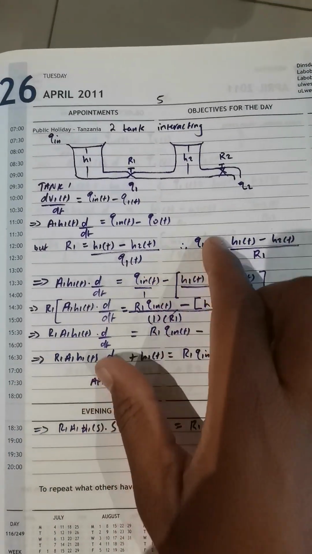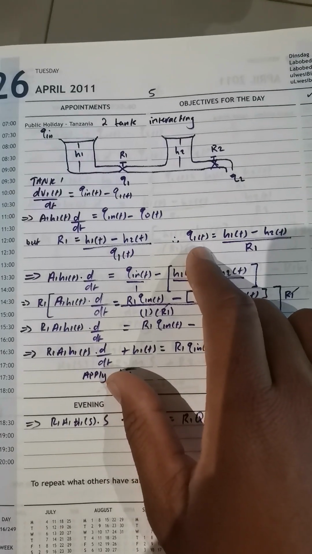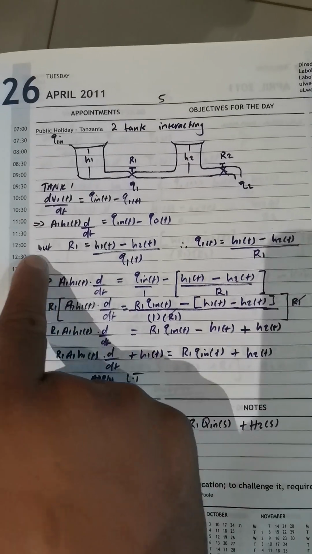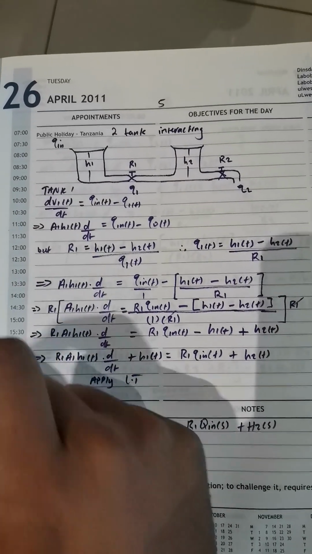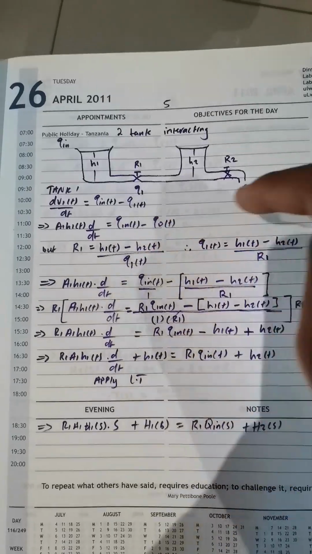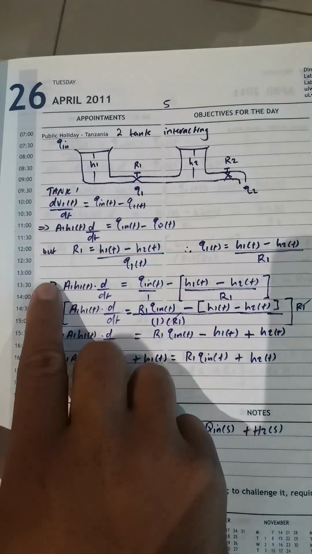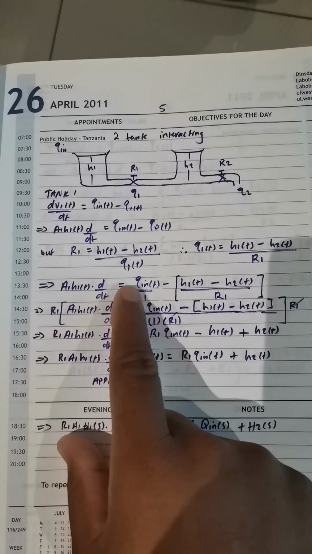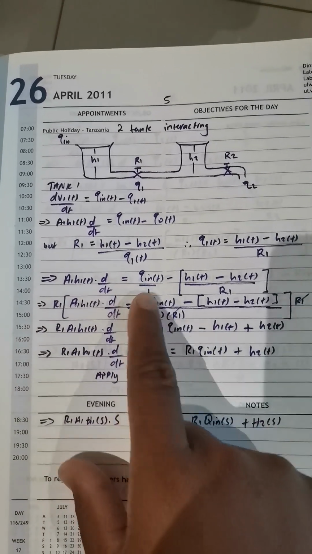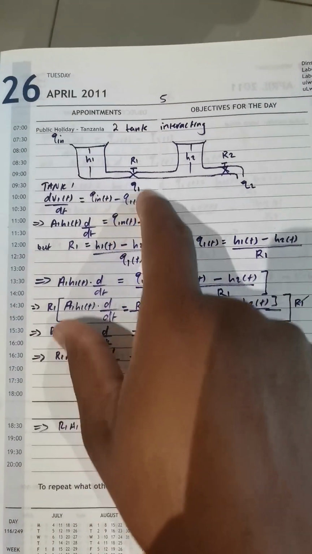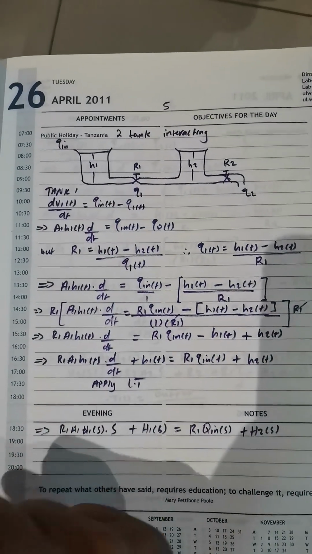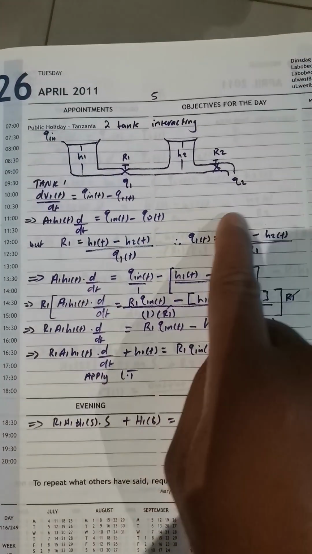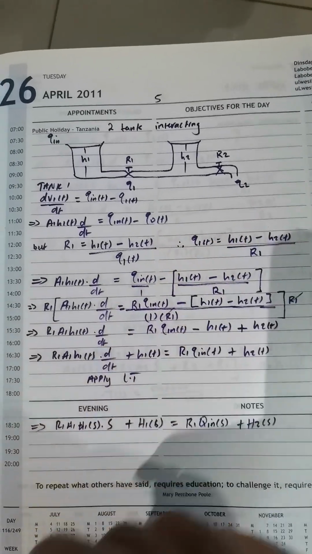Okay, so therefore I make Q1 the subject of the formula, and then I substitute. This implies that equation 1, equation 2, equation 3, sub into. So it's area 1 H1 at t d over dt equals Q in at t minus, and here I take this Q1 and replace it with this formula.